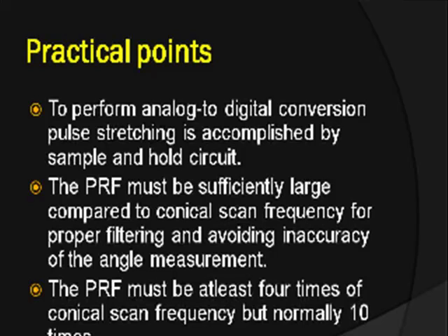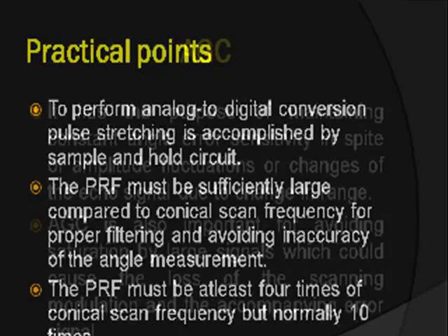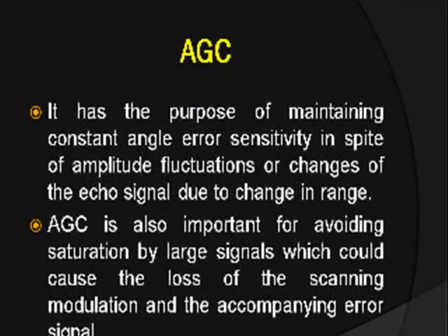The PRF must be at least 4 times the conical scan frequency, but normally we go with 10 times the value. We normally go with AGC, that is automatic gain control. It has the purpose of maintaining constant angle error sensitivity in spite of amplitude fluctuations or changes of the echo signal due to change in range.